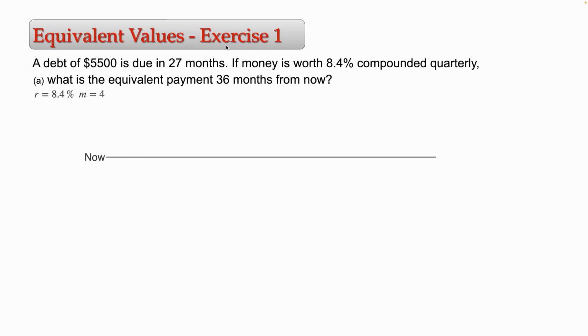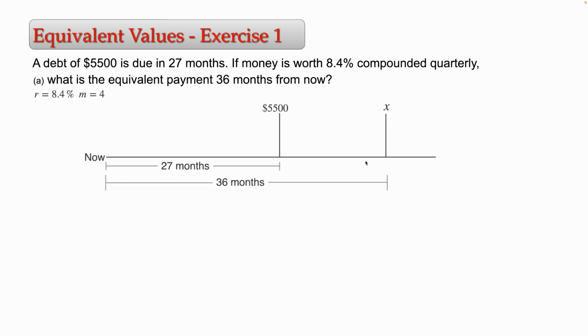And they tell me that a debt of 5,500 is due in 27 months. So there will be 5,500 that is due that day, 27 months from now. And the question is, what is the equivalent payment 36 months from now? So there will be a payment here 36 months from now. Let's type here 36 months, and we need to find the value of this x.